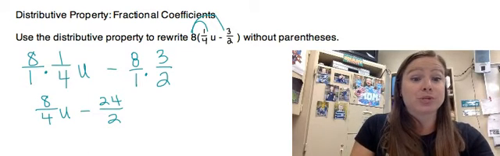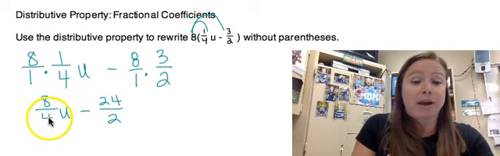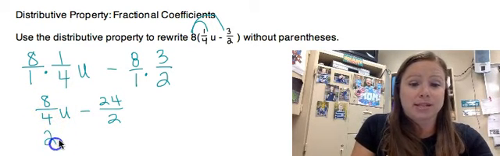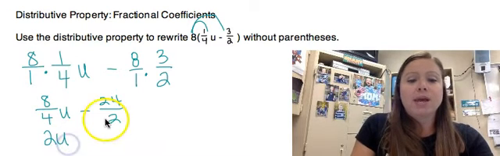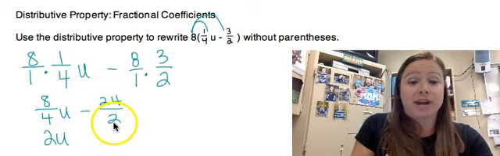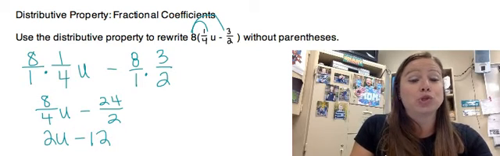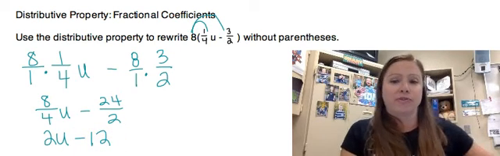And then we can reduce at the end. So 8 divided by 4 comes out to a nice even 2. And then 24 divided by 2 is 12. And so we end up with 2u minus 12 for our final answer.